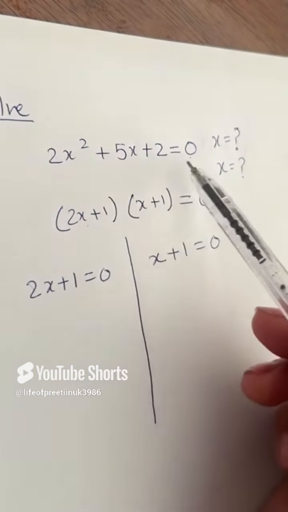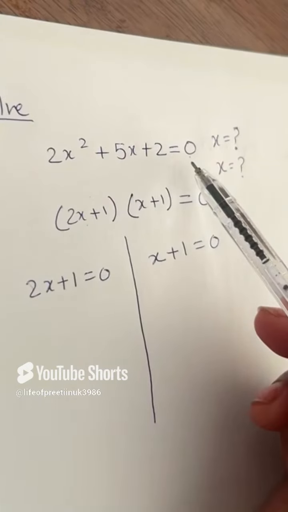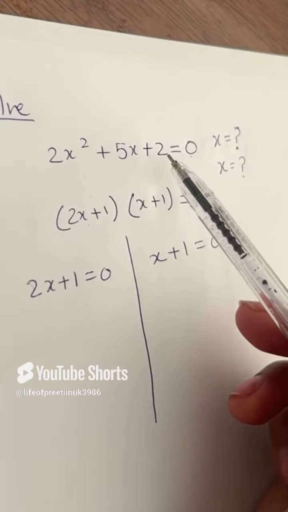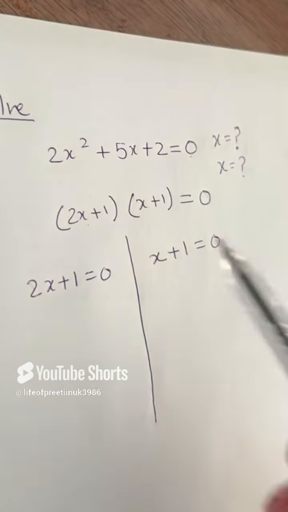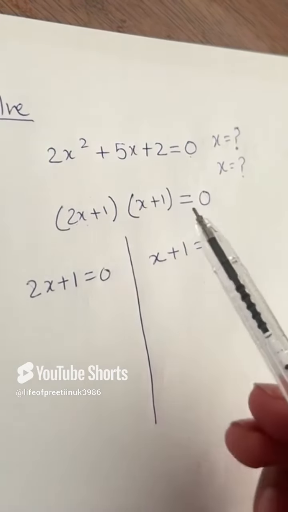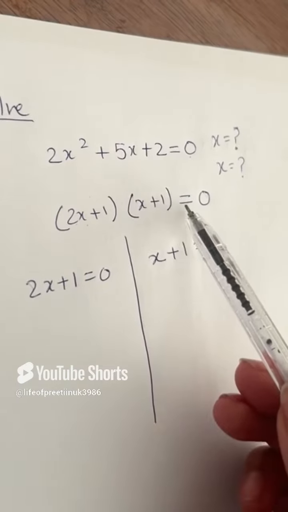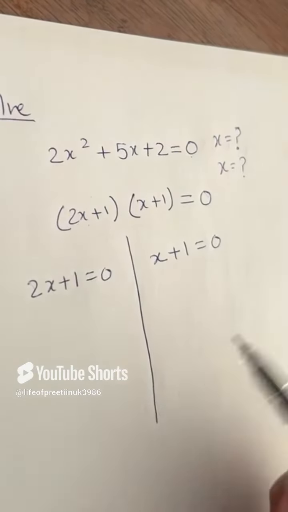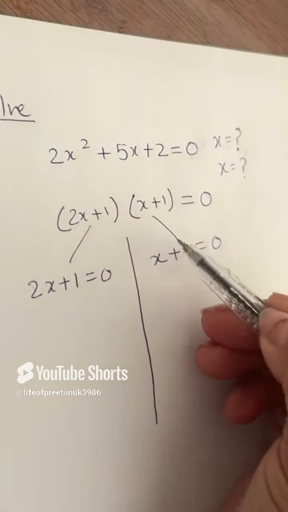So I'm going to use the same quadratic equation that I used in my previous video to show you how to factorize using an AC method. When we used an AC method, my two factors were 2x plus 1 and x plus 1. I'm going to put both factors equal to 0. Draw a line in the middle of your paper and put each factor equals to 0.